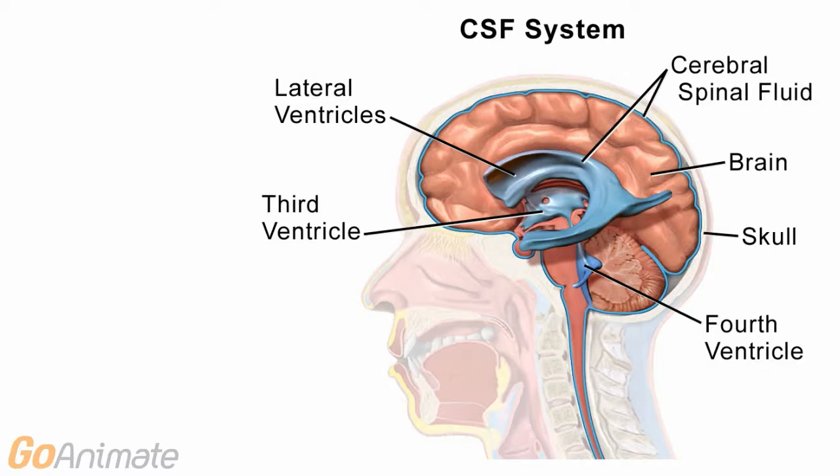Cerebrospinal fluid, or CSF, is a clear fluid that circulates inside and around the brain. It functions as a shock absorber. It contains immune cells and helps to regulate cerebral blood flow. CSF is produced by the choroid plexus, which is a vascular structure.